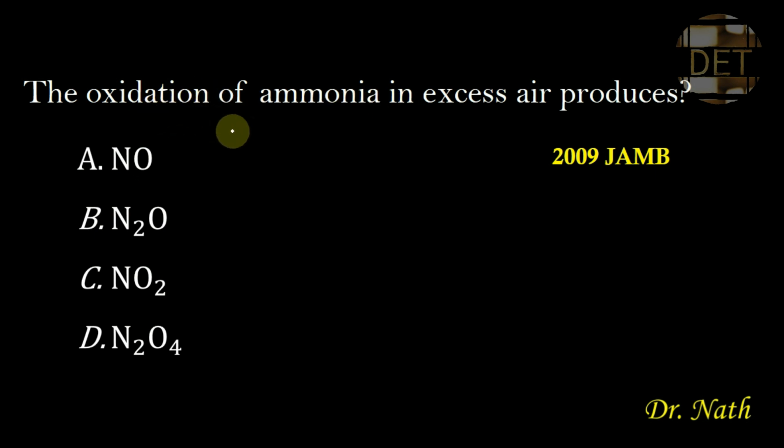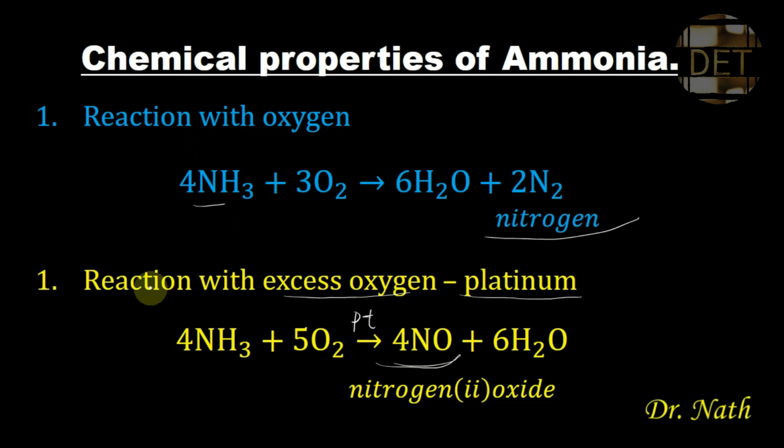From what we've discussed before, ammonia can react with excess oxygen. The reaction of ammonia with oxygen is an oxidation reaction. So ammonia reacts with excess oxygen in the presence of a platinum catalyst to yield nitrogen 2 oxide, and this is the chemical formula of nitrogen 2 oxide, NO. When it reacts with a limited amount of oxygen without a catalyst, it will yield nitrogen gas.